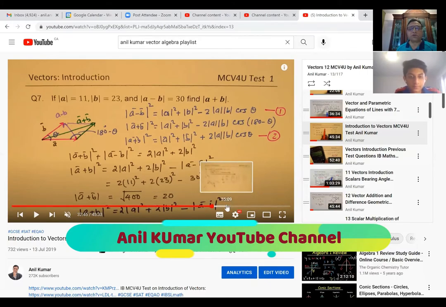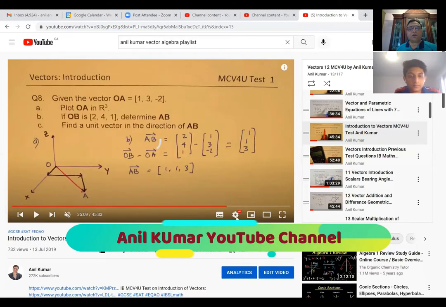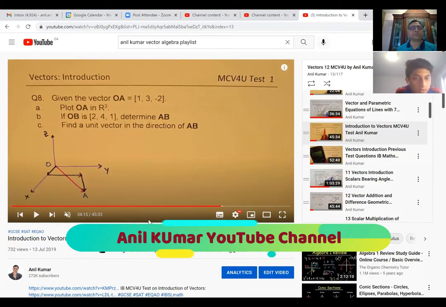Great. So this was a good question. Now let's look into question number 8. Can you please read the question? Yes, sir. Given the vector OA equals (1, 3, -2), plot OA in R3. If OB is (2, 4, 1), determine AB and find a unit vector in the direction of AB.